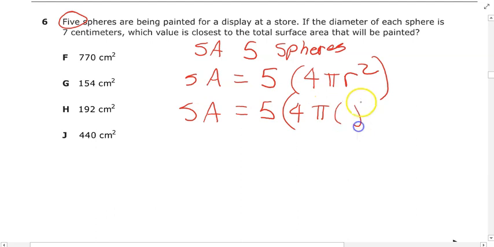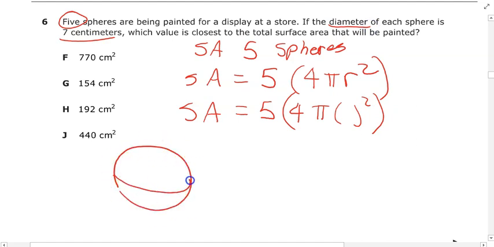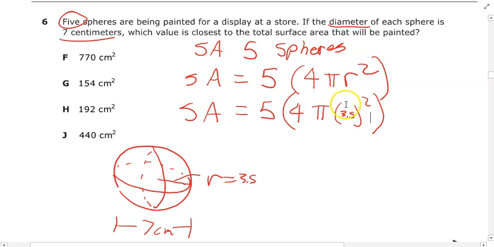All right, so let's just plug in what the radius is. If the diameter is 7 centimeters on my sphere, that means that the entire way across is going to be 7. The radius then would be half of that, 3.5. So if I was to look at the radius, I just cut the diameter in half to get the radius is 3.5. So I can plug in a 3.5 there and then just type this in my calculator and see what we get.